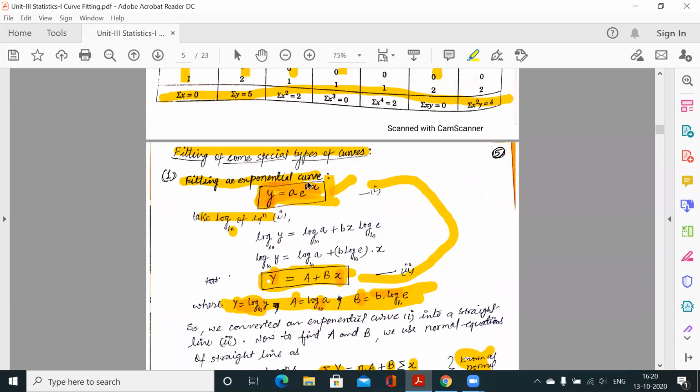So from now onwards, for every curve, we will convert our curve into a straight line using log properties. That means we will use logarithm properties, and using those properties we will get either a straight line or a parabola.